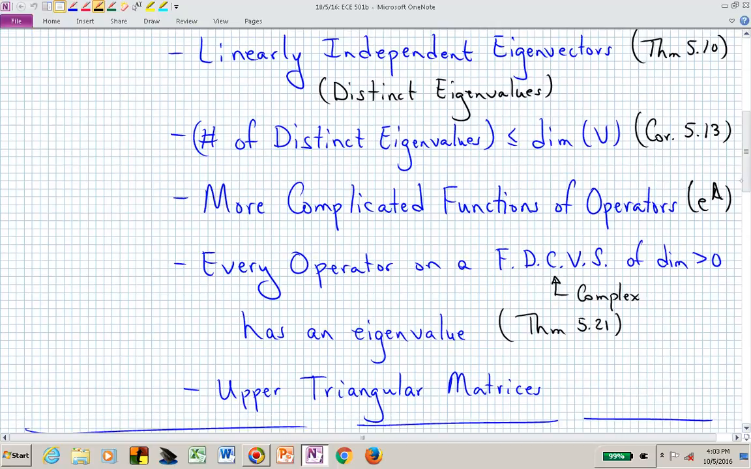And then we will make it a fact or a theorem that every operator on a finite dimensional complex vector space of non-zero dimension has an eigenvalue. If we get that far, we will start talking about upper triangular matrices.